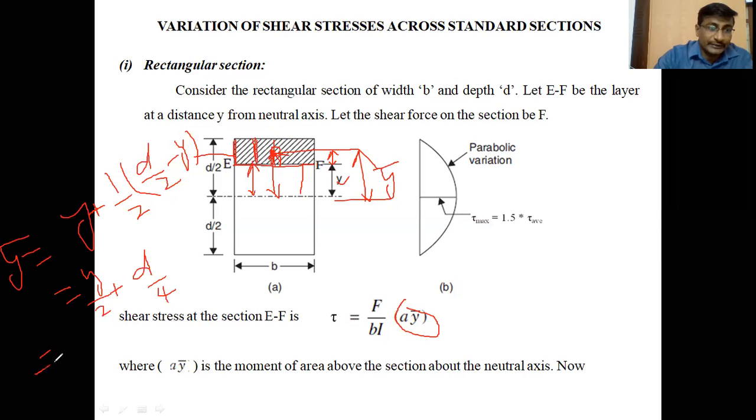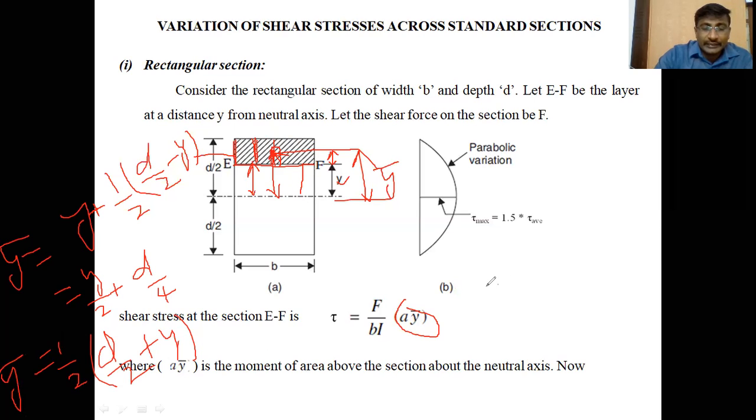Taking 1 by 2 common, it is 1 by 2 into d by 2 plus y. Dear students, taking the common 2 into the denominator gives d by 2 plus y. This is the y bar value.